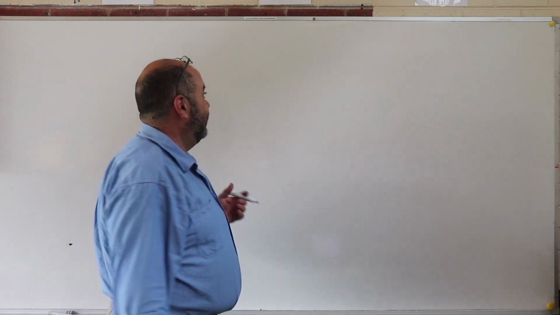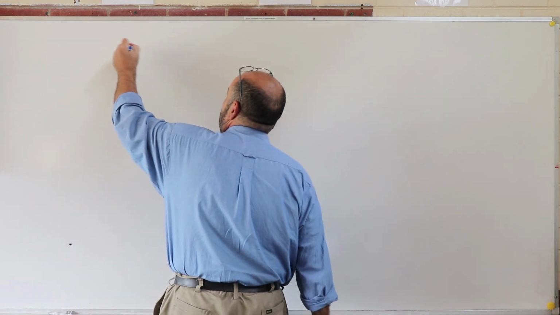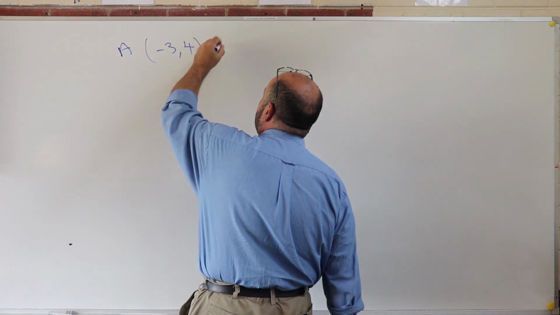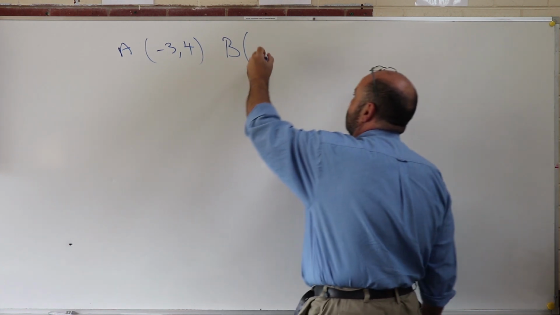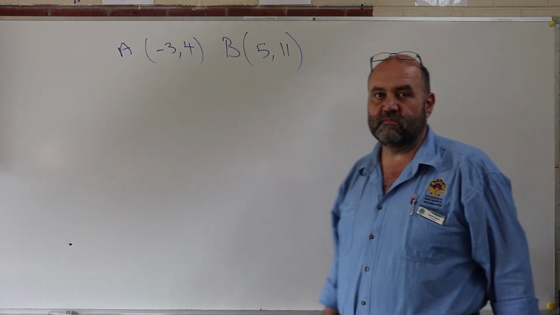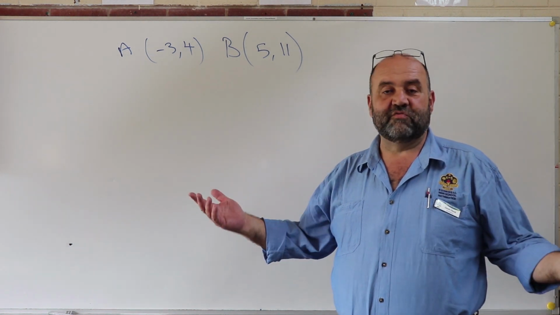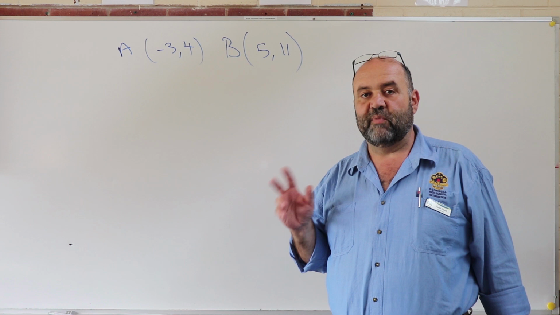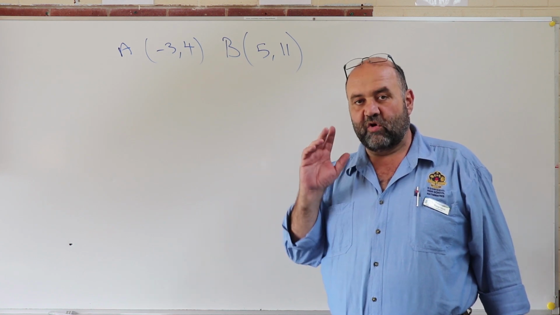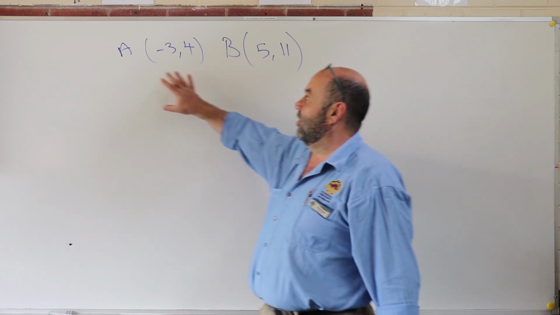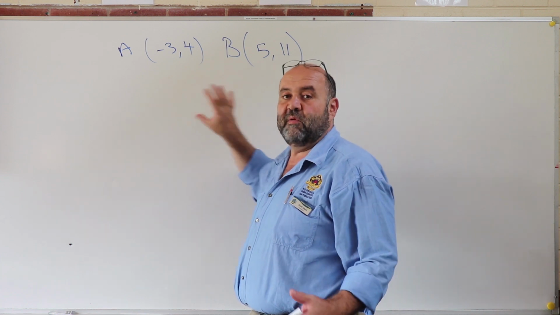So if I'm asked to find the distance and the midpoint between A, which is -3, 4, and B, which is 5, 11. Okay, they're just random coordinates that I made up. What I start off doing is labelling the coordinates. One of them is going to be my first point, one of them is going to be my second point.